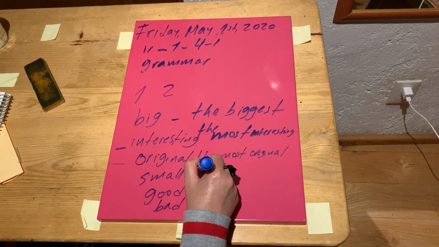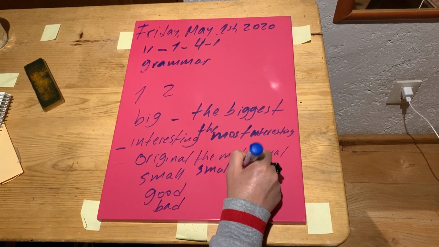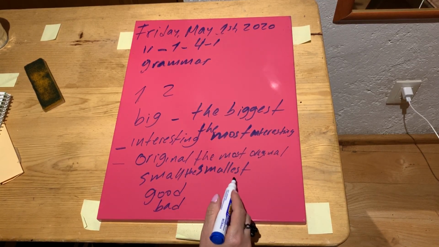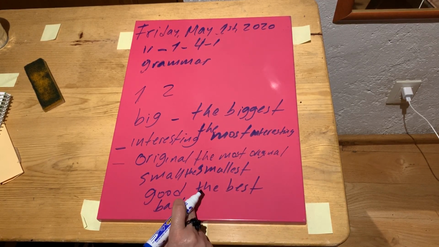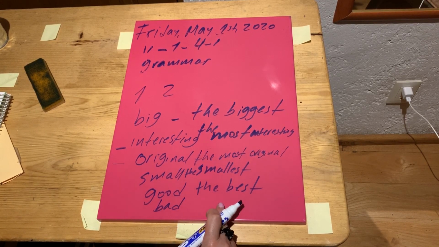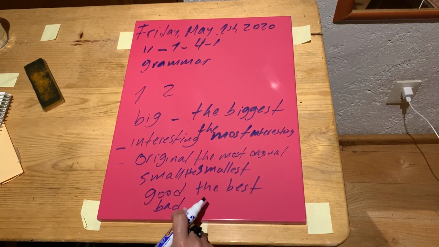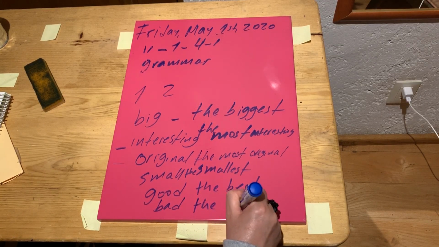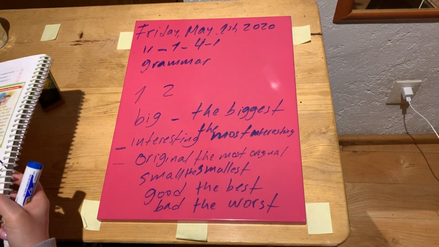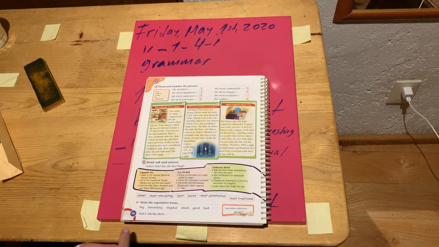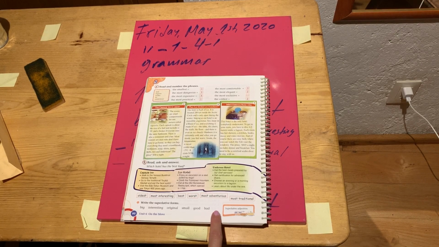Ok, small, smallest. The smallest, good. This is the best. Porque no existe gooder. Entonces es good, better, the best. Bad, worse, the worst. Okay? The worst. So you're going to write this on your book. Here, here, here, here, and here.